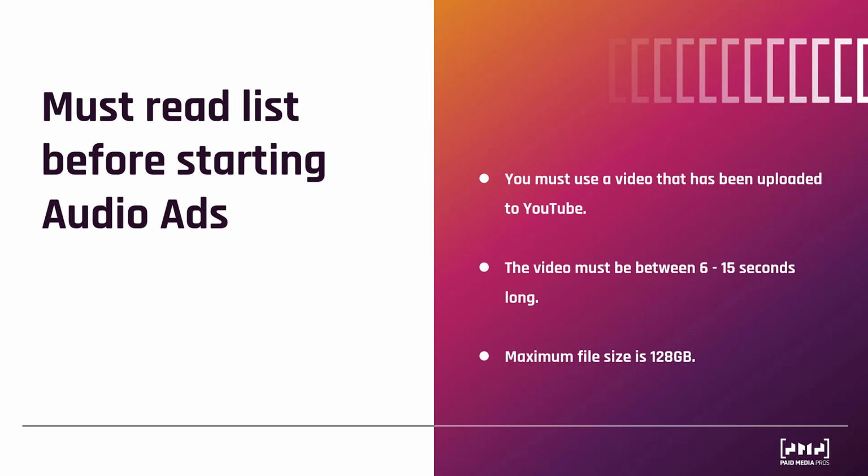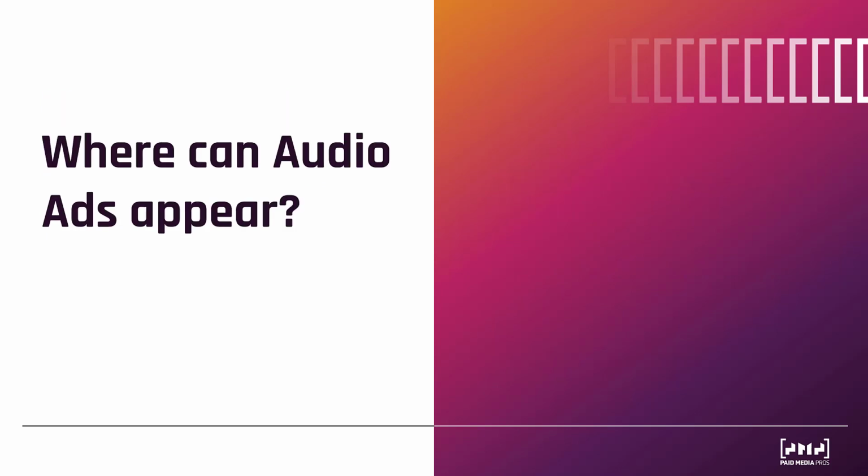So get your video ready, upload it to your YouTube channel. Hopefully that's already linked to your Google Ads account so you can track stats later on. But until you have this video set and uploaded to the channel, there's no way you'd be able to launch a campaign. Now the next question you're probably asking is, where can audio ads appear?